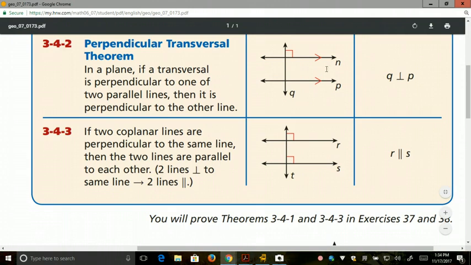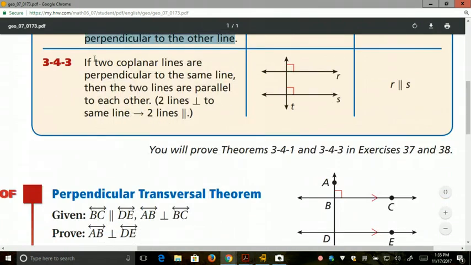So the conclusion is that since all the angles down here are also right angles, this line also has to be perpendicular to Q. So if a transversal is perpendicular to one of two parallel lines, then it is perpendicular to the other line. This is the conclusion box right here in terms of our hypothesis, and then over here is the conclusion. Take a moment to pause the video if you need to write that down.